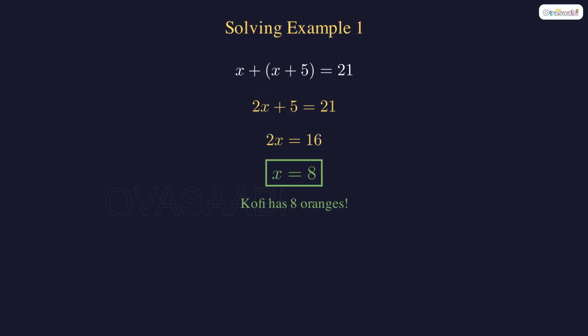We write x plus x plus 5 equals 21. That gives 2x plus 5 equals 21. Subtract 5 to get 2x equals 16. Divide by 2, x equals 8. Kofi has 8 oranges.